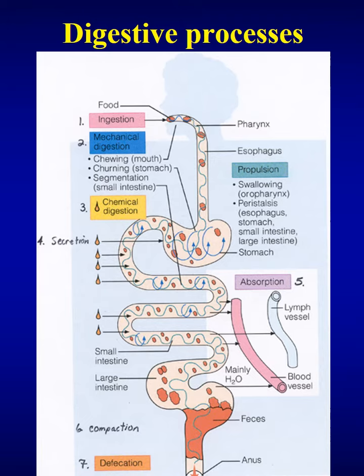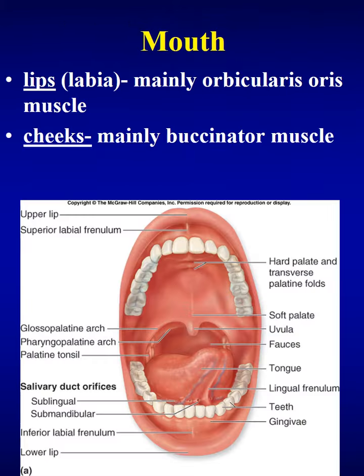Any undigestible materials and waste products, including bacteria, are compacted and produced into feces. Then feces is eliminated from the GI tract through defecation. To begin with the GI tract, we'll start with the oral cavity or the mouth, which is the entrance to the GI tract.